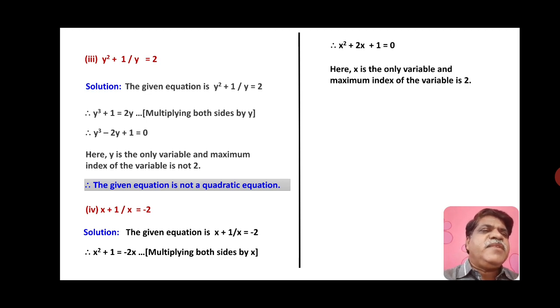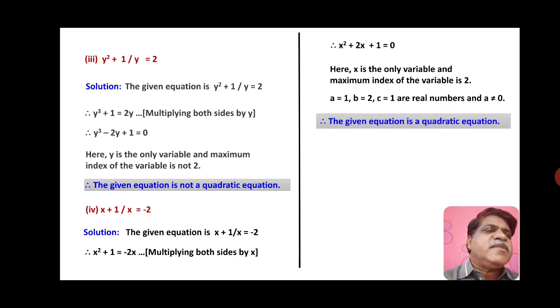Here x is the only variable and the maximum index of the variable is 2. Hence, a is equal to 1, b is equal to 2, c is equal to 1 are real numbers and a is not equal to 0. Therefore, you can say that the given equation is a quadratic equation.